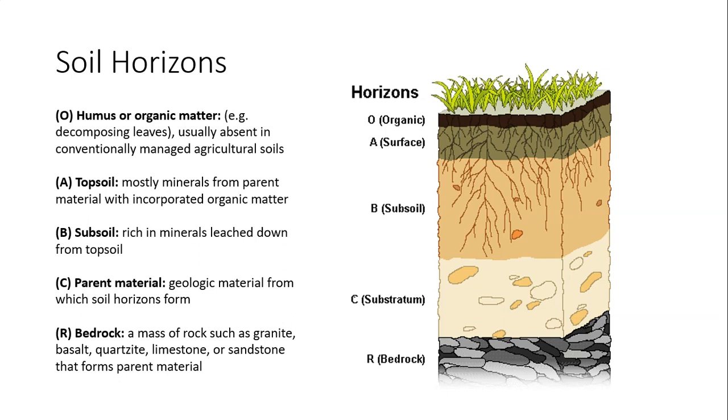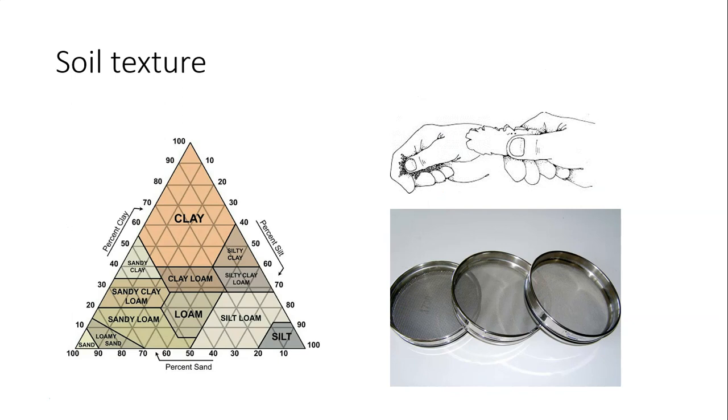The R layer, or bedrock, is a mass of rock such as granite, basalt, quartzite, limestone, or sandstone that forms parent material. There are different ways we can determine the composition of soils. For example, by using the ribbon test, shown in the upper right, you can start by moistening a handful of soil and gently squeezing it between your fingers, creating a ribbon of dirt. If the soil is too gritty to hold its shape, it's sandy. If the ribbon breaks after reaching a length of 1 to 2 inches, your soil is loamy, or evenly proportioned with sand, silt, and clay.